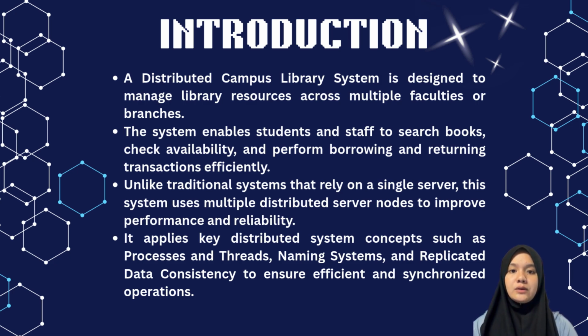Unlike a traditional library system that uses only one server, our system uses multiple distributed server nodes located at different faculties or branches. The system applies three important distributed system concepts, which are processes and threads, naming system, and replicated data consistency. These concepts have improved performance, reliability, and data consistency across the library system.